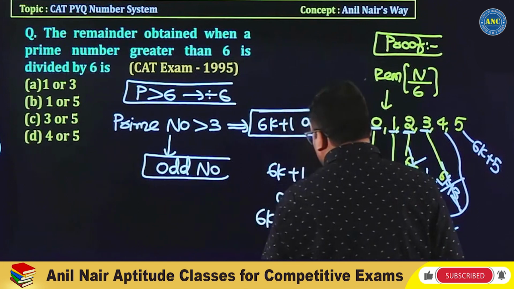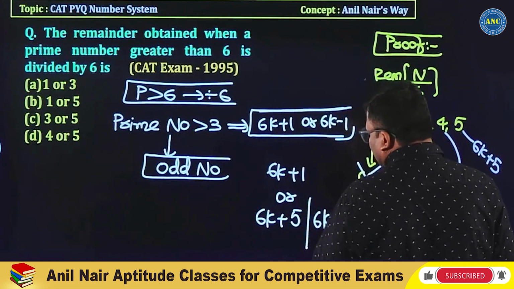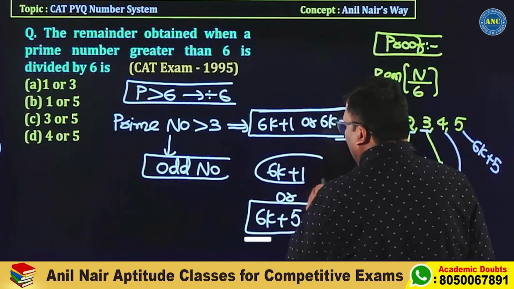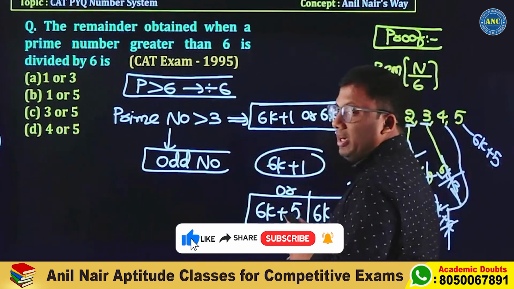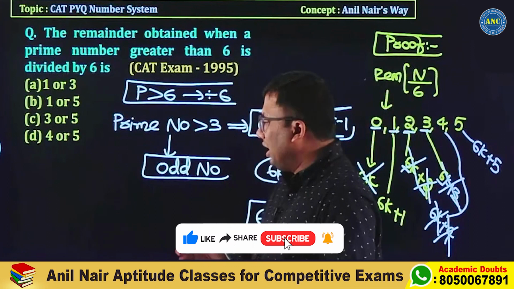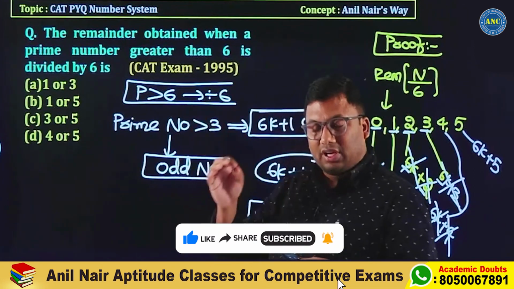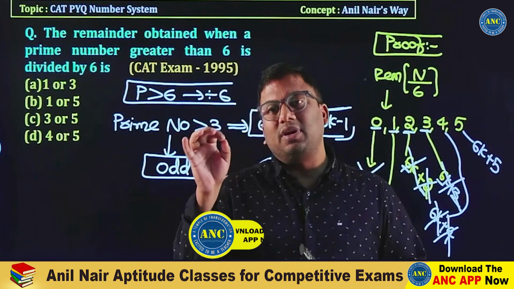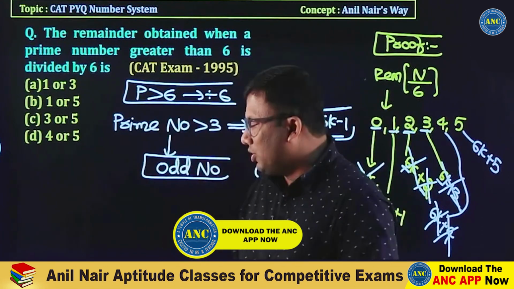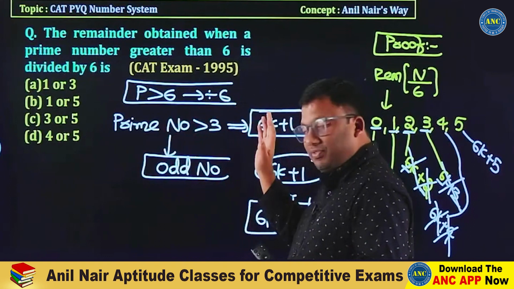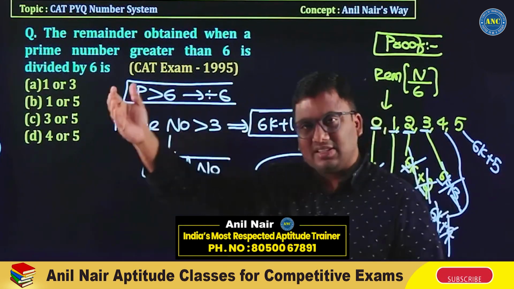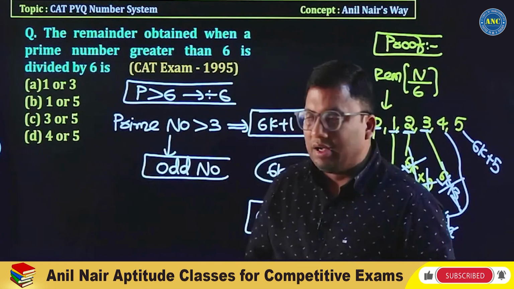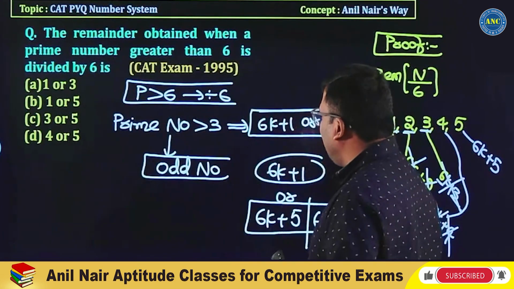Positive remainder 5 means negative remainder minus 1. Already in the first class we discussed how to convert positive remainder to negative remainder. Any prime number greater than 3, other than 2, all the prime numbers are odd numbers. So any prime number, forget about greater than 5 or 7, greater than 2 itself, every prime number will be an odd number. So it has to be an odd number.